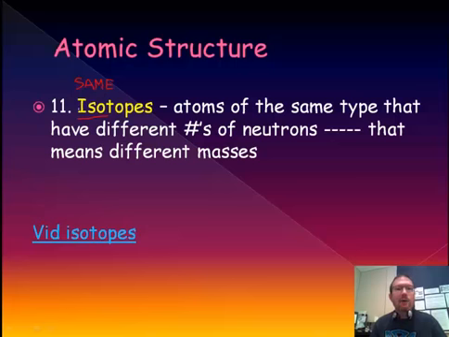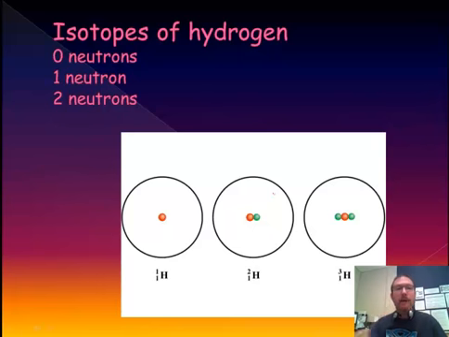Iso means same. So these are atoms of the same type. They have different numbers of neutrons, and because they have different numbers of neutrons, they have different masses. Here's 3 isotopes of hydrogen. The most common isotope of hydrogen is this guy right here. It's got a mass of 1 and an atomic number of 1. This is what is called protium.